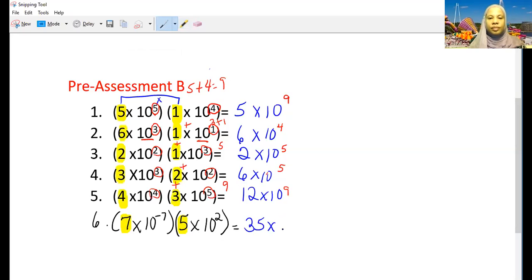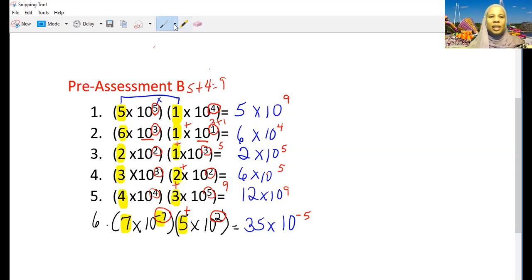Times 10. And our exponents, we have negative 7 and positive 2. Now the rules for integers: when you have negative 7 and 2, those are integers. If the signs are different, you subtract and you take the sign of the larger number. The 7 is the larger number, and since the 7 is negative, the answer is going to be negative 5.